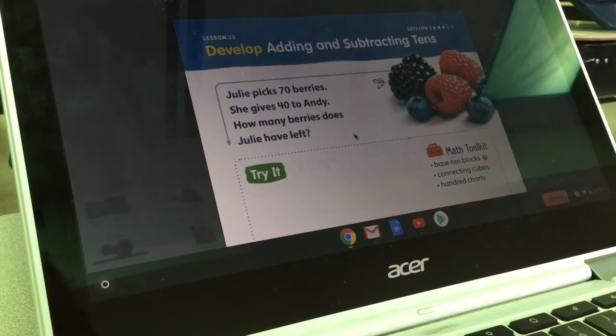Hello, we're ready to start Lesson 25, Session 3. We're adding and subtracting tens. So now we need to turn our brains on to possibly subtracting for some of these, which is what we will be starting to do.